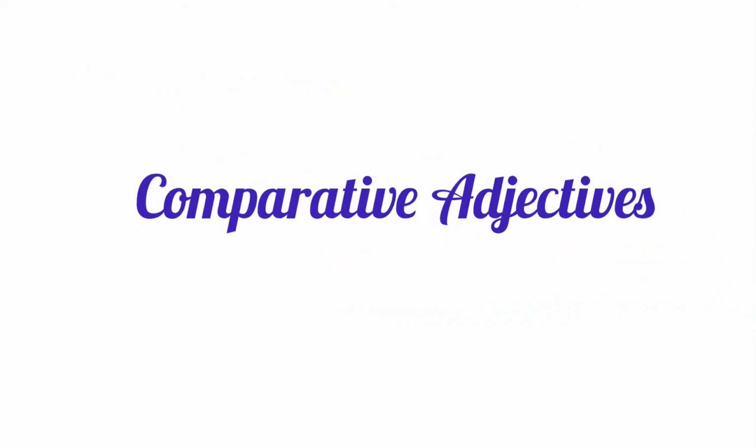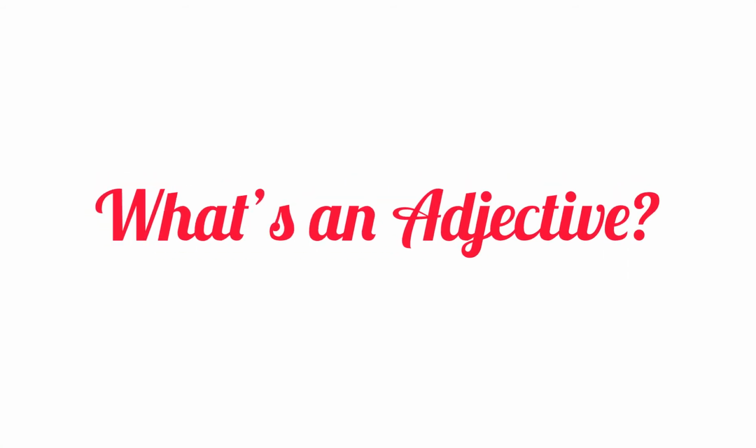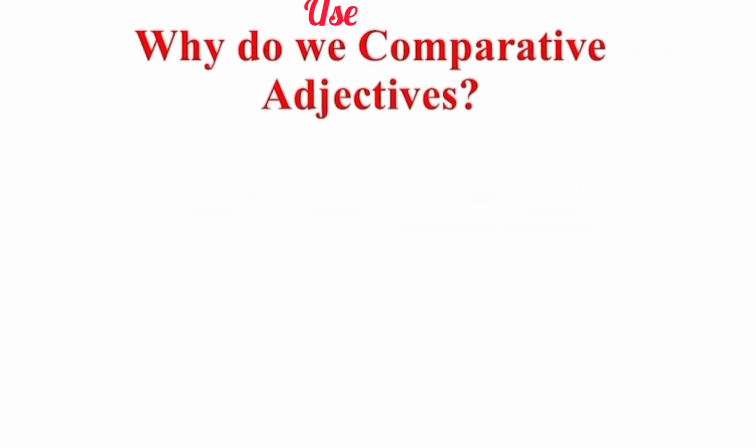Okay, so today we're going to study the comparative adjective. So you know what an adjective is? An adjective is a word that is used to describe or modify nouns. So why do we use comparative adjectives? Of course, we use comparative adjectives to compare two things or people to each other.